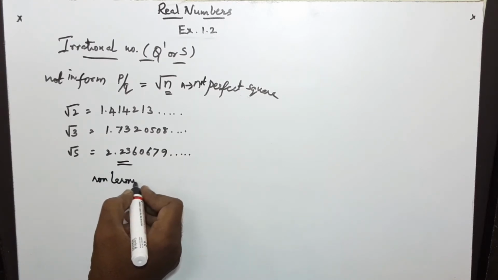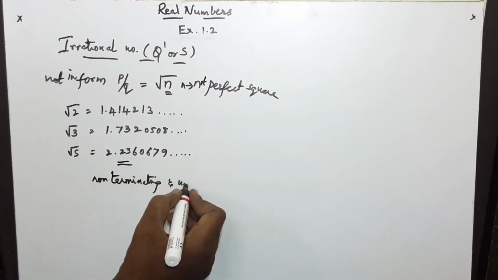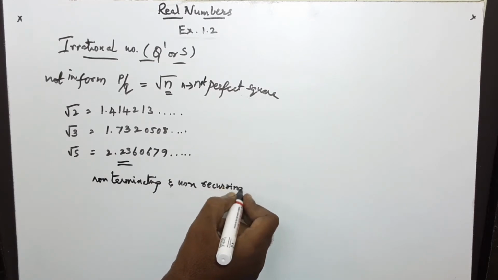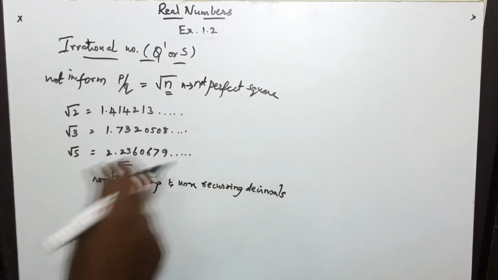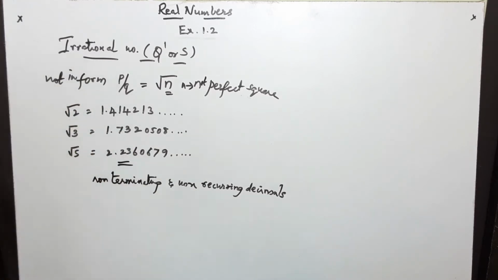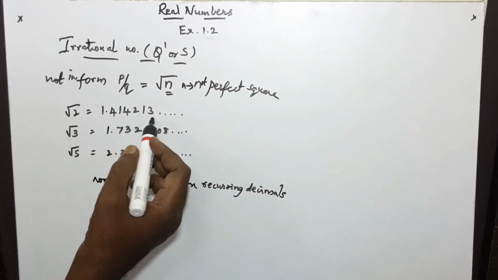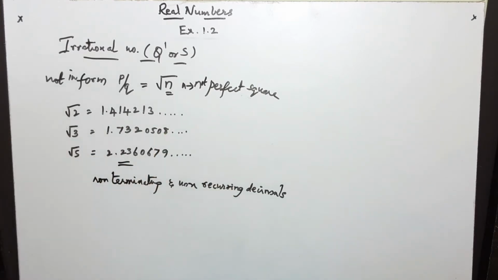Non-terminating and non-recurring decimals are said to be irrational numbers. I think you have caught my point. So this is about irrational numbers. That means the numbers are not repeating and they move up to infinity without repeating the same values. That's why these are said to be irrational numbers.